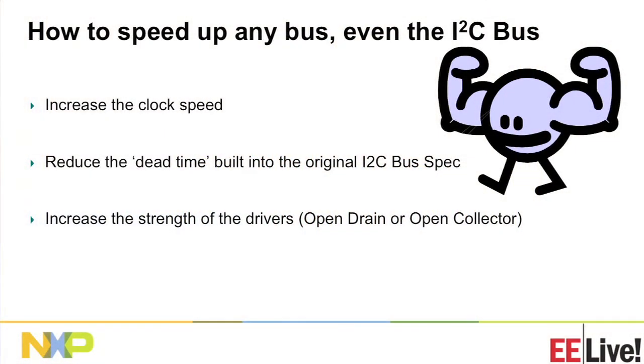So what happens is, if you have a spec that had dead time to compensate for all the technology, if you reduce that dead time, you can get more throughput through the bus, so you can, in general, speed everything up. You can also increase the strength of the drivers.